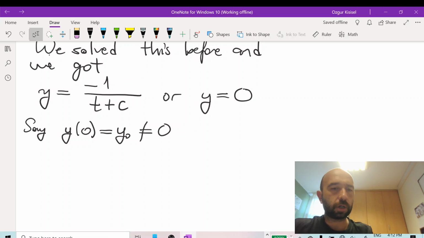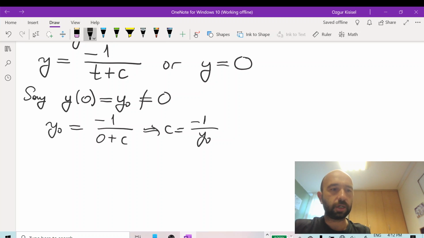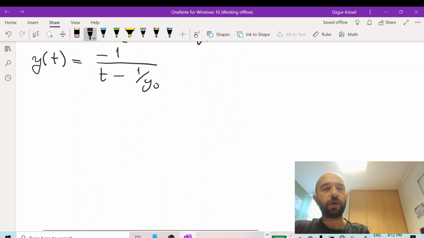Now, but let's look at how far the solutions extend. So if you plug these initial conditions in, you get y0 equals minus 1 over 0 plus c. So this will tell you that c is equal to minus 1 over y0. And to put it all together, we have y(t) equals minus 1 divided by t minus 1 over y0.